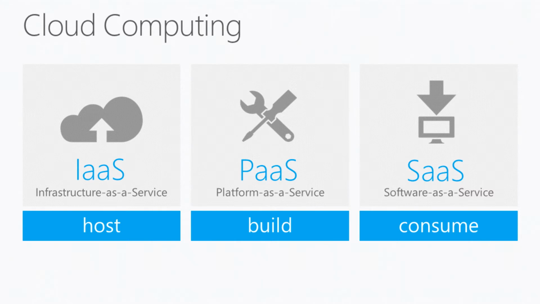So if you look at the slide, IaaS is particularly a hosting model, and PaaS is a build model, whereas SaaS is a consume model. So let's take all these three models one by one. Let's look at IaaS. So let me first find out if I have the other slide that explains this. Okay, yes, I have. So infrastructure as a service.